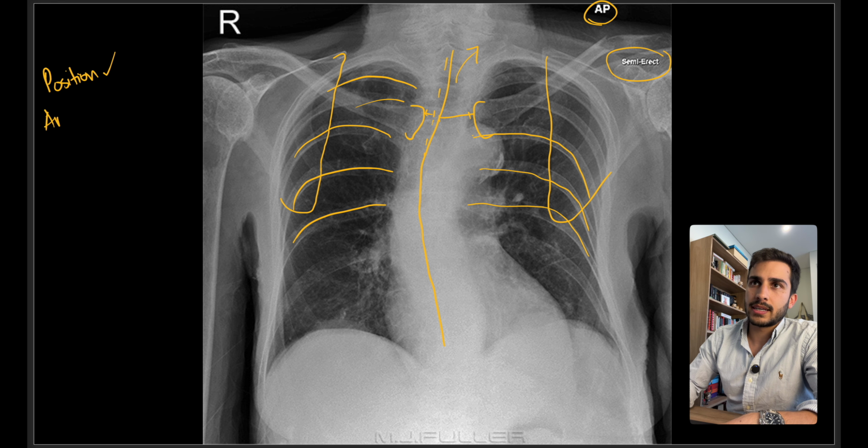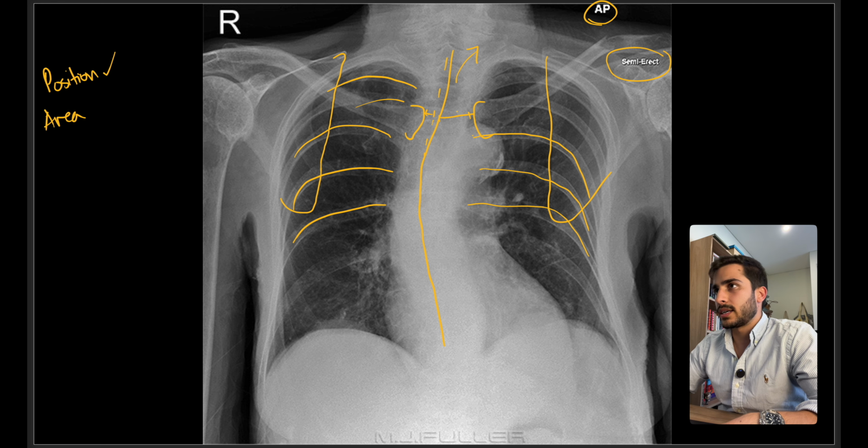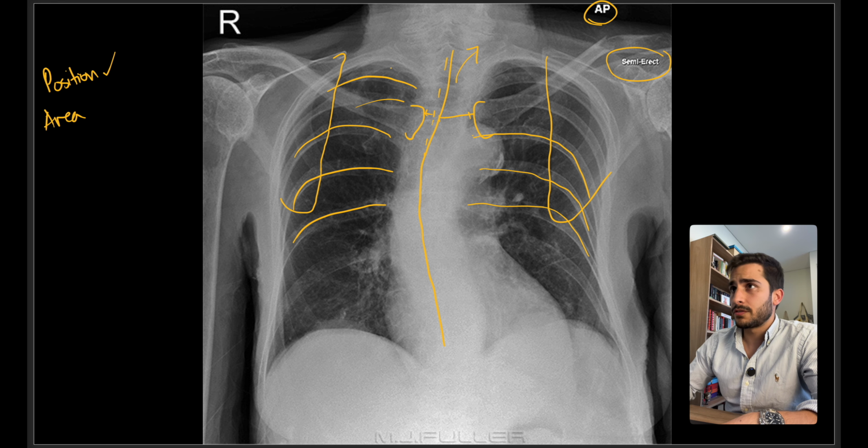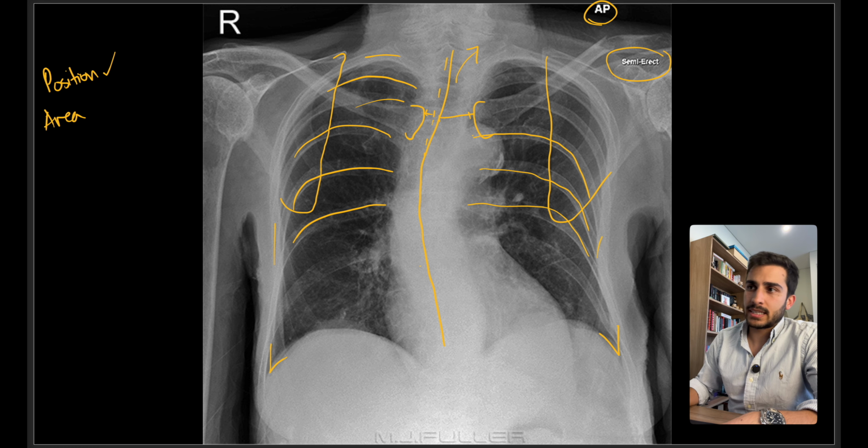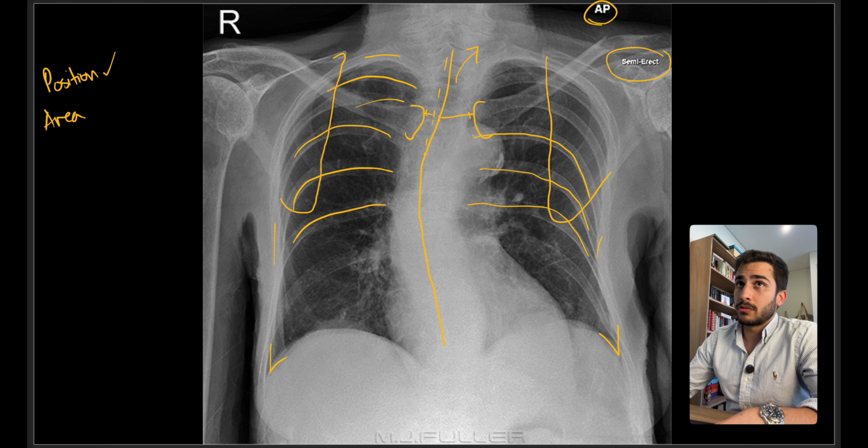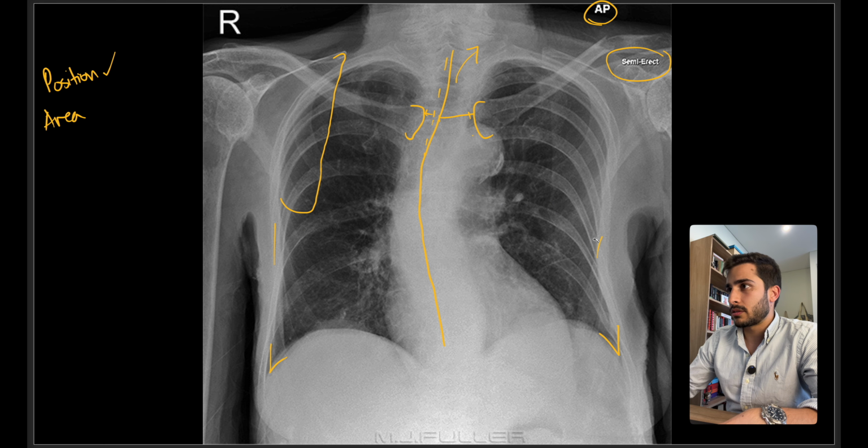The next is the area. So is the area covered? Again, looking at the lung field itself, we have the top that's covered, we have the costophrenic angles that are covered, so nothing's been cut off, so that's quite nice. Again, looking at the amount of lung that we see, which we determined by the amount of ribs that we can count. So I'm just going to rub these out so we can properly count the ribs.